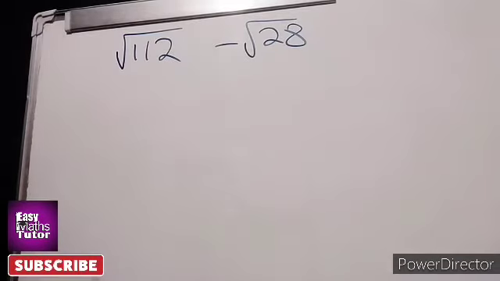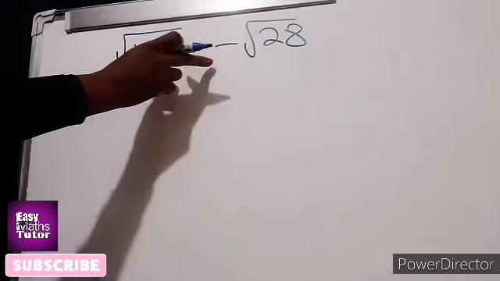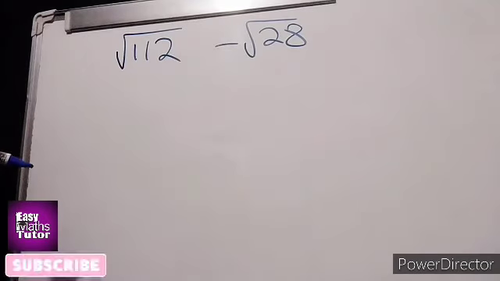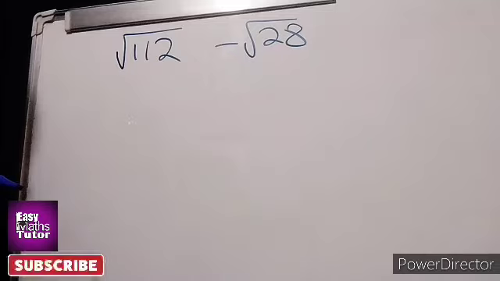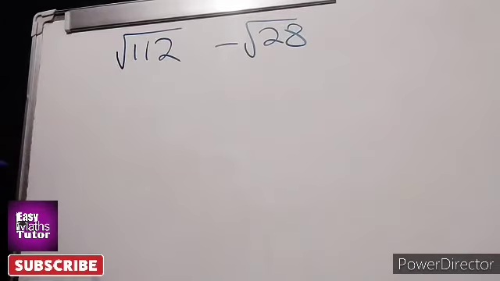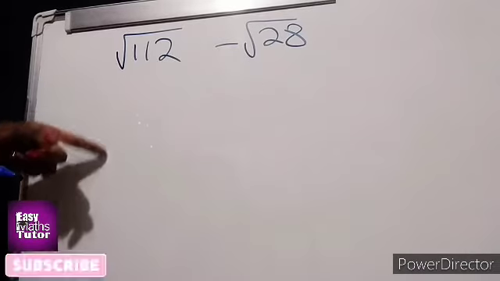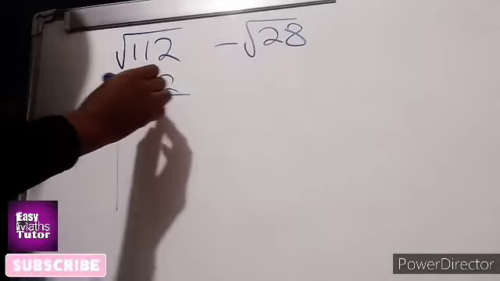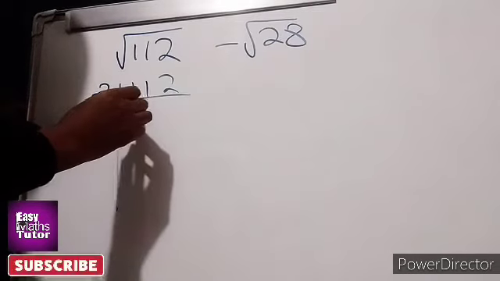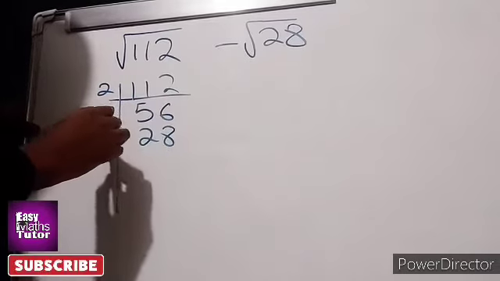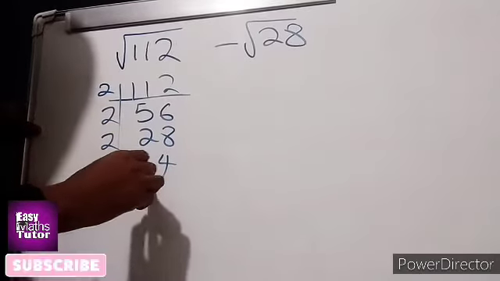And so now the final problem we have here, we have the square root of 112 minus the square root of 28. If we were to find the solution to this problem, we'll first of all find the factors in 112 that will be a perfect square. You can do that by finding the LCM, all right? So let's quickly find that. We'll say 2 goes here, 56, 2 goes here, 28, 2 goes here, 14, 2 goes here, 7.